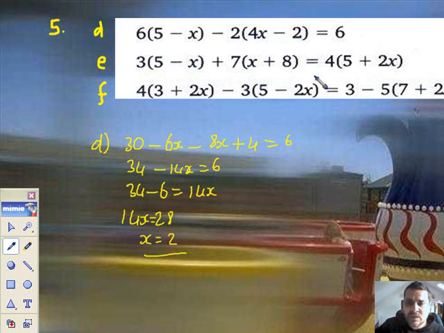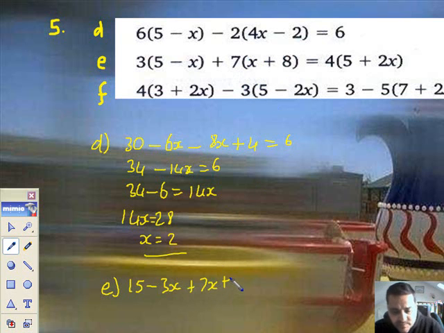Alright, I'll do this one here. Looks quite big, but let's just do it anyway. 3 times 5, I've got 15. 3 times x is 3x, but it's negative. He's happy. 7 times x, that's plus 7x's. 7 times 8, I don't know. I think it's 56, but let's just check. 7 times 8, I hate 7 times table. I find it a real pain.